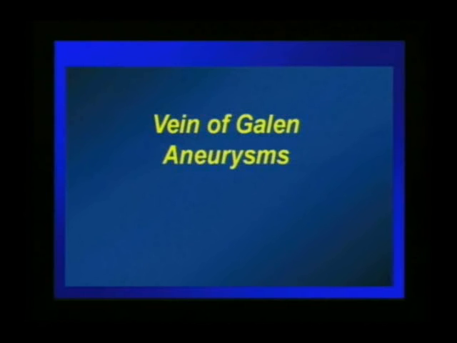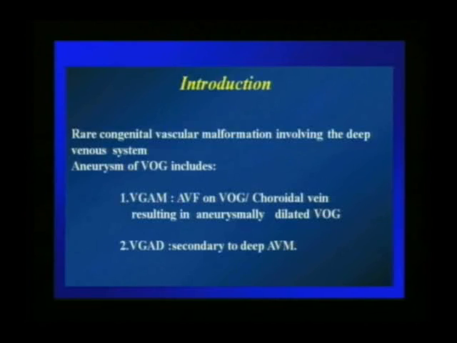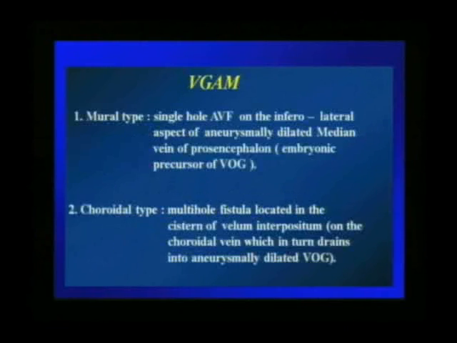So now let's go to some of the cases. The patient has a deep AVM which is draining into the vein of Galen, and because of which the vein of Galen gets dilated because of excess blood flow. There are 2 types, as I said, the mural type and the choroidal type. The mural type is our personal favorite. It's a single hole fistula. 2 or 3 arteries can converge on a single hole and pump lots of fast flowing blood inside a dilated vein, and of course that can drain into the straight sinus or the falcine sinus.